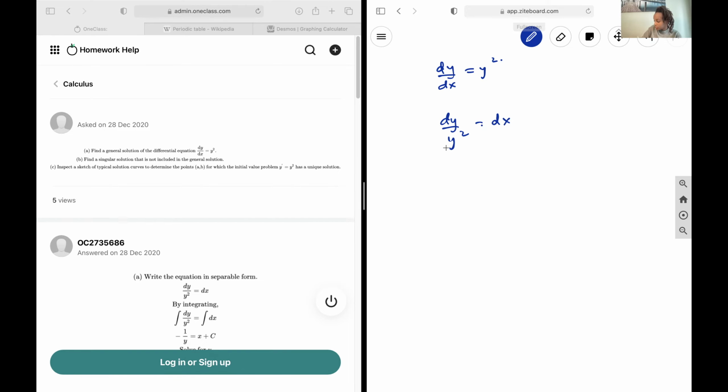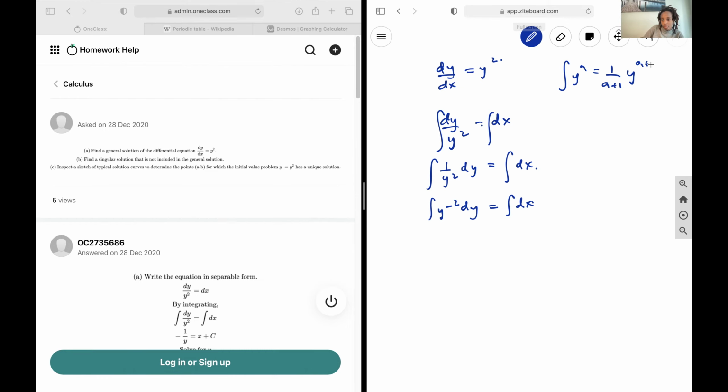Then you simply integrate both sides. So I'm looking for the integral of 1 over y squared dy is equal to the integral of dx. We know that this is the same thing as the integral of y to the negative 2 dy is equal to the integral of dx. And we know that the integral of y to the power of a is going to be 1 over a plus 1, y to the power of a plus 1. With negative 2 as your a, that becomes 1 over negative 2 plus 1, y to the power of negative 2 plus 1 is equal to, I'm not going to put the c term on this side.